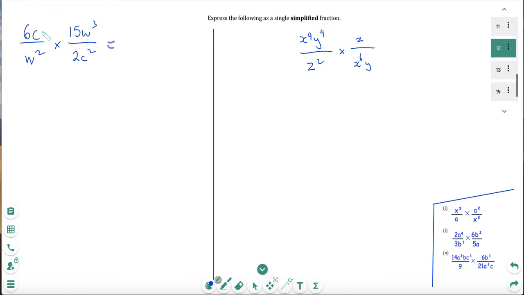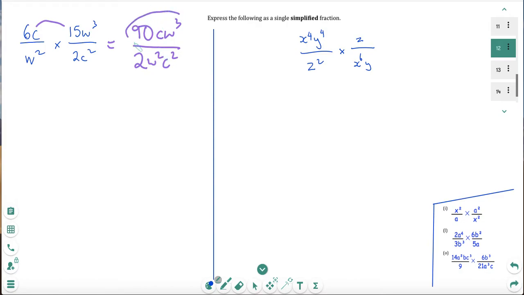Well, pretty straightforward. It's the numerator times the numerator and the denominator times the denominator. So we could very much do that. 6c times 15w cubed. Well, 6 times 15 is 90, and then cw cubed. And the bottom, w squared times 2c squared. Well, 2 is the only coefficient, and then we can follow it off with w squared and c squared. And that's a pretty decent answer. And then we can simplify it.